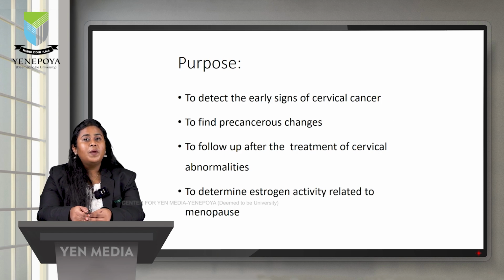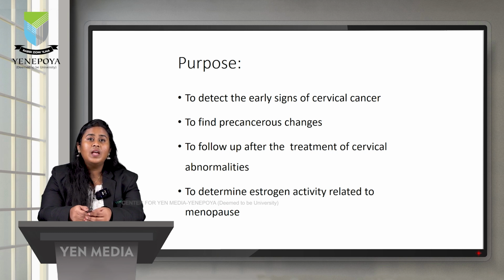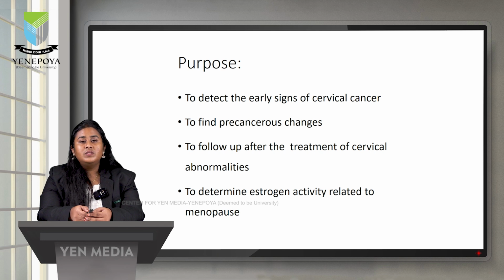The purpose of this pap smear include to detect early signs of cervical cancer, to find precancerous changes happening in the cervix. It is a follow-up after the treatment of any cervical abnormalities, and it is used to determine the estrogen activity related to menopause.